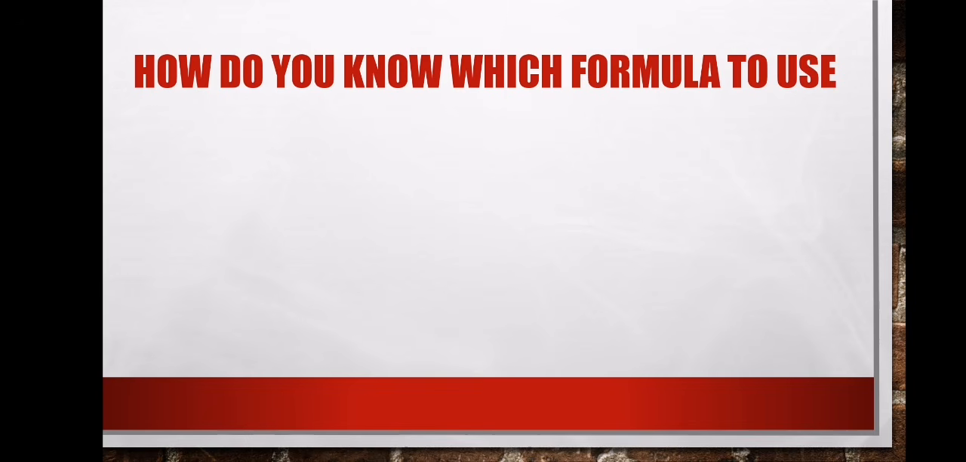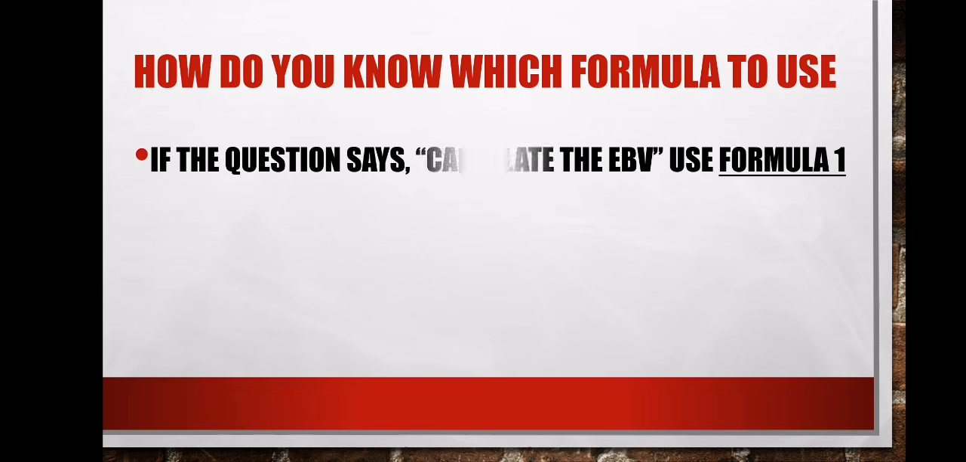Let us look at it. This is the key part: if the question says calculate the EBV, and then there's a period, a full stop, you use formula number 1. Once it says calculate the EBV, they can say EBV of the animal, EBV of parent 1, EBV of parent 2, or EBV of the male, EBV of the female. You just use the first formula.